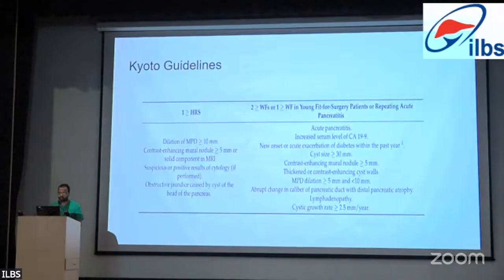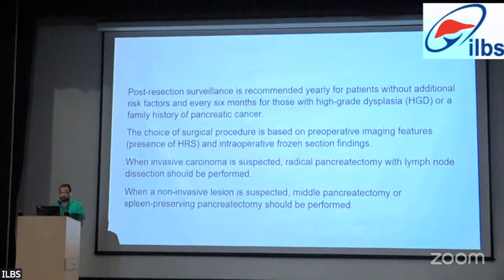The worrisome features were mainly acute pancreatitis, increased CA 19-9 levels, cyst size more than 3 centimeters, new onset diabetes, nodules less than 5 mm, enhancing cyst walls, MPD dilatation between 5 to 10 mm, abrupt change in the pancreatic duct diameter, and cyst growth rate of more than 2.5 mm per year. Post-resection surveillance is recommended yearly for patients without any additional risk factors and every 6 months for patients with high-grade dysplasia or family history of pancreatic cancer.